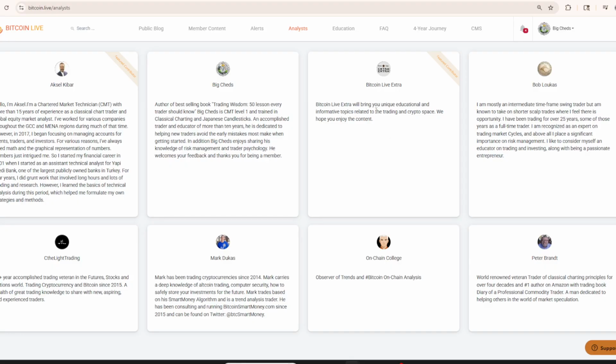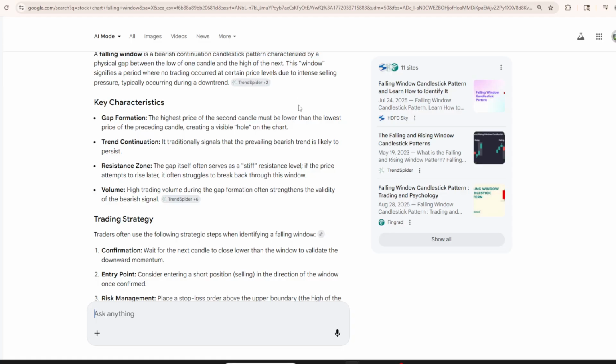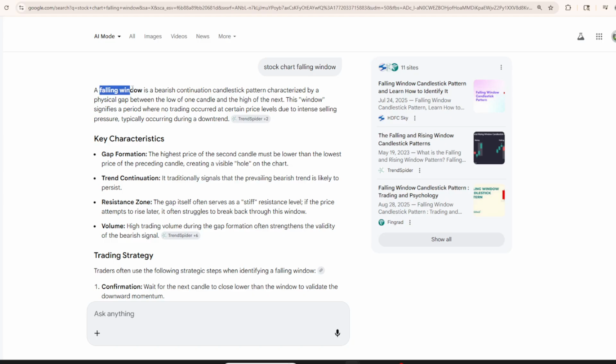For today's lesson, we're going to talk about the idea of a falling window. It's kind of a fun term. What's a falling window? Windows shouldn't be falling, right? Well, it's a Japanese candlestick term. It really just means a gap down in Western TA, just a downward gap.